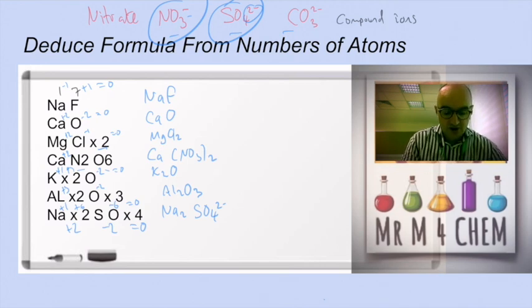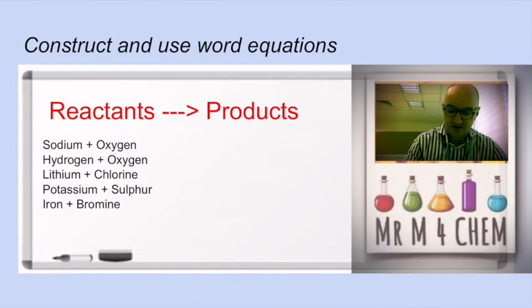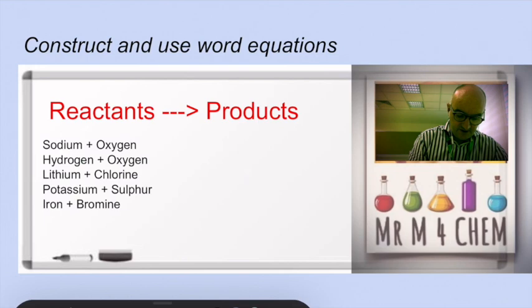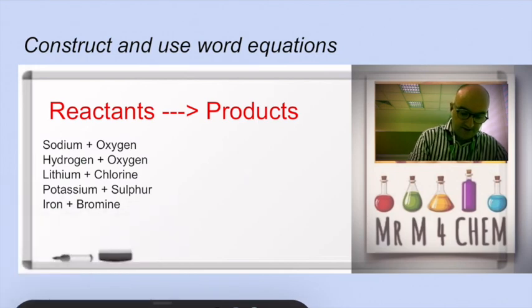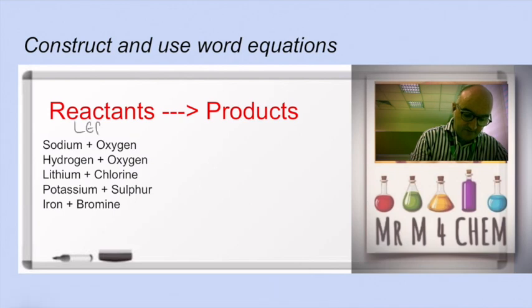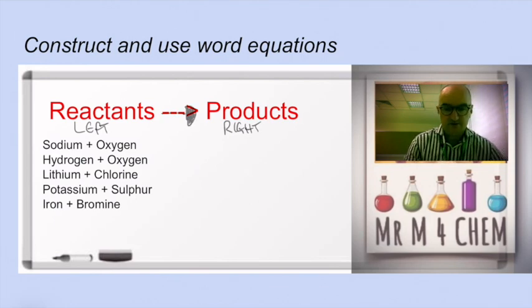Okay, so hopefully you can all deduce formula from number of atoms. It only becomes slightly complicated when we have a compound atom, anion. Construct and use word equations. These can be straightforward. They should be. Reactants are always on the left, and products are always on the right of this arrow here. It's a full arrow with a full head on the arrow.